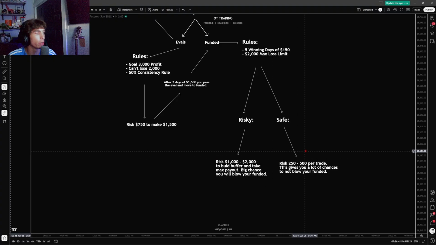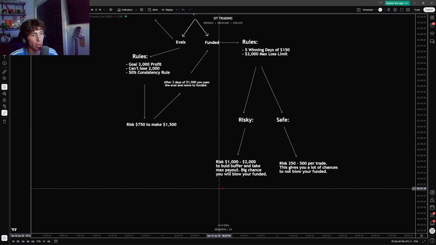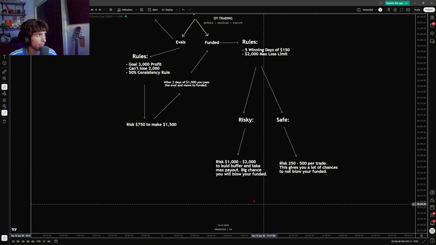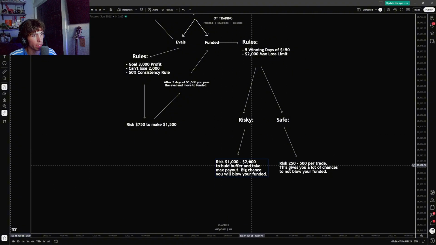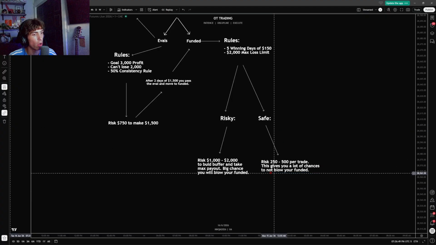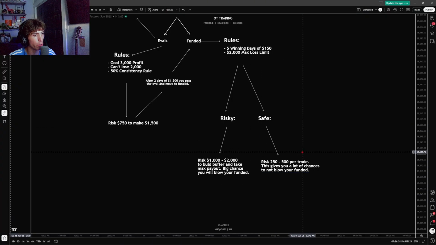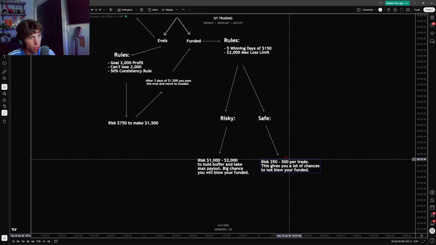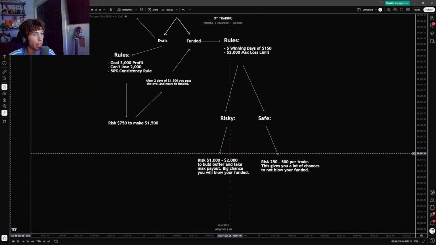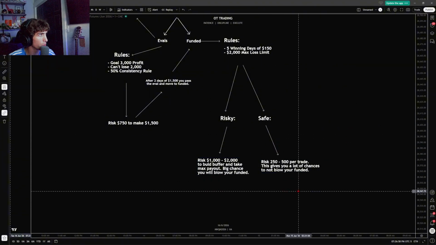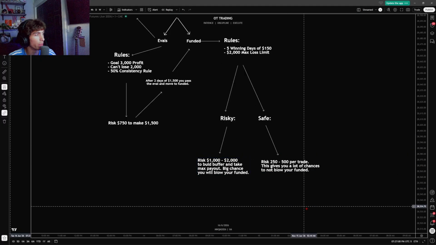However, this is your personality. So if you are a risky trader and you don't mind putting on more risk, then go with the risky side. If you are a safer trader and you don't like to go deep in drawdown because that gets you emotional, then definitely go with the safer side. Both sides are definitely profitable. It's just people play them in different ways.